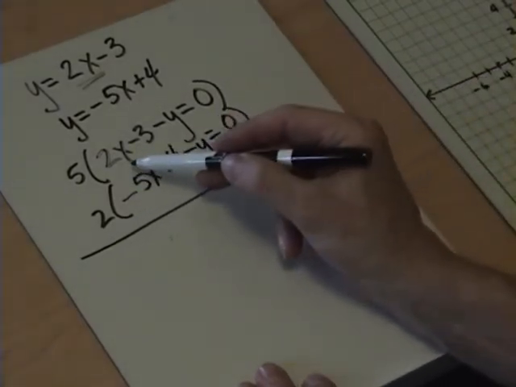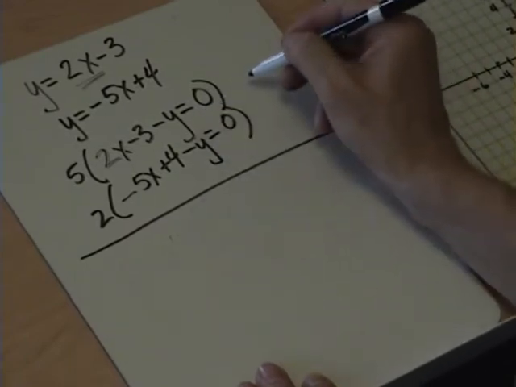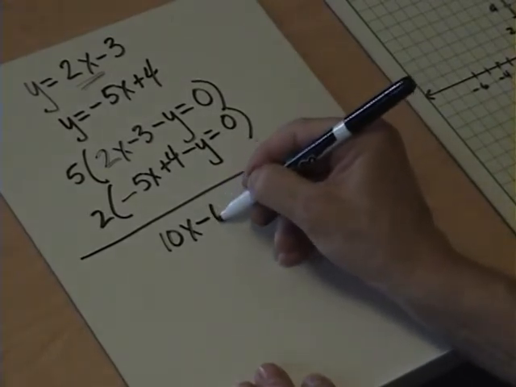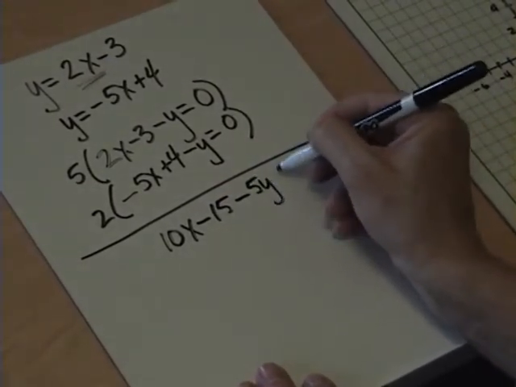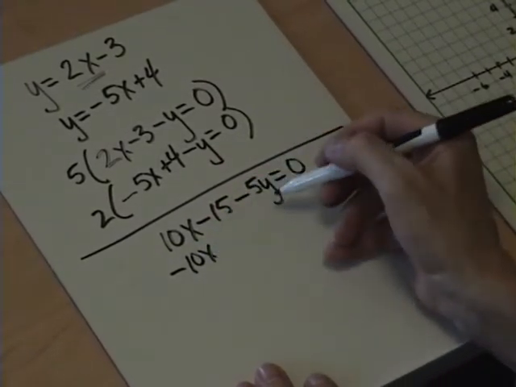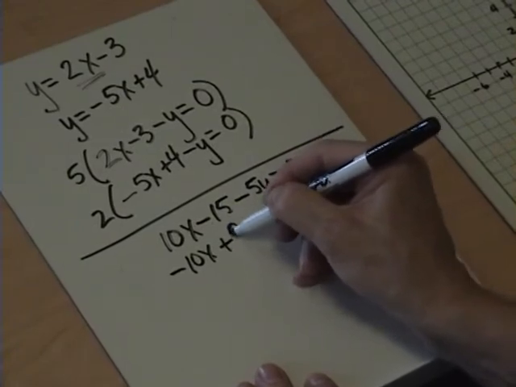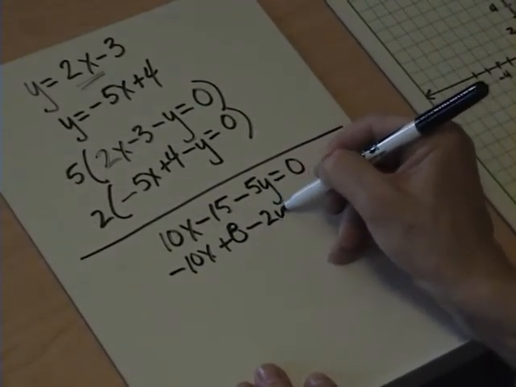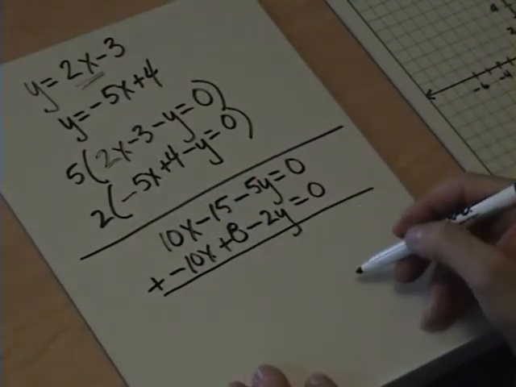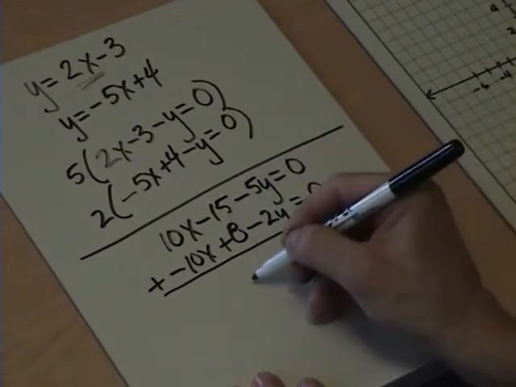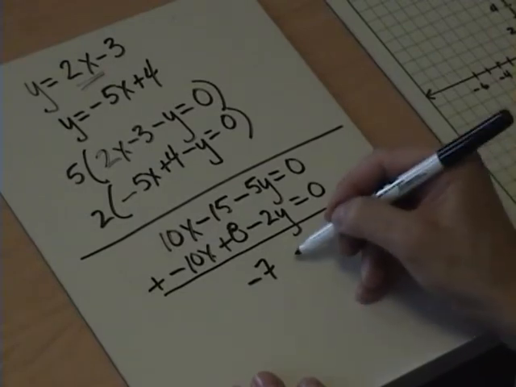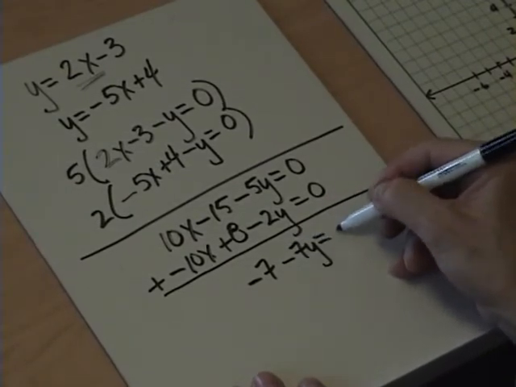So we get a positive 10x and a negative 10x. Rewriting the first equation, we get 10x minus 15 minus 5y is equal to 0. And the bottom, we get negative 10x plus 8 minus 2y is equal to 0. Add these together. The x's cancel out. We get negative 15 plus 8 is negative 7. Negative 5y minus 2y is negative 7y is equal to 0.